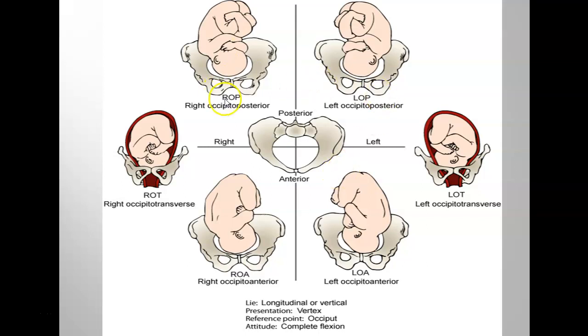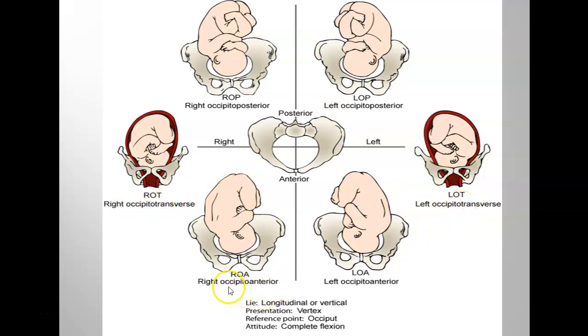So this is a baby who's in a right occiput posterior position. This is a baby in a left occiput posterior position. This baby's in a right occiput transverse position. This baby's in a left occiput transverse.